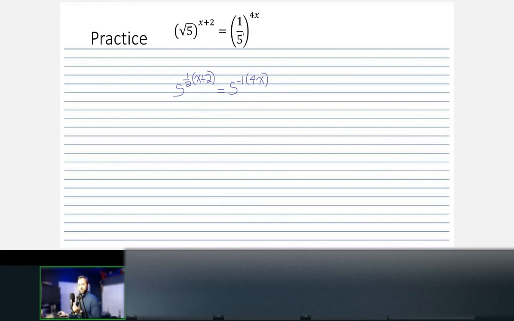All right, everyone, quickly finish this problem. Tell me what you get for x. All right, what do we get? What do we get? Does x equal negative 10/3? Anybody?